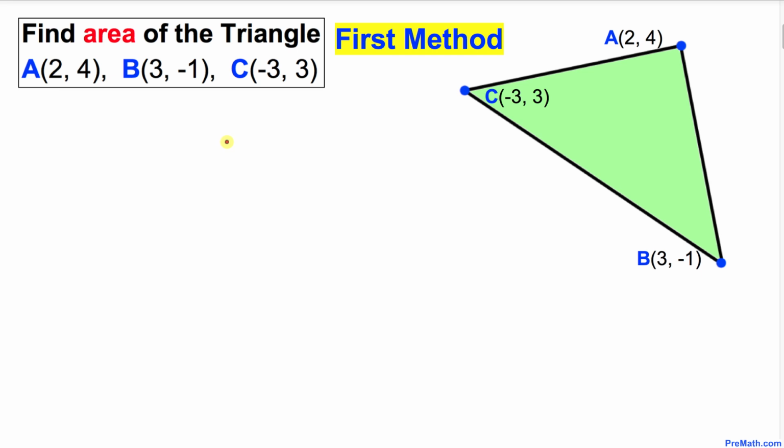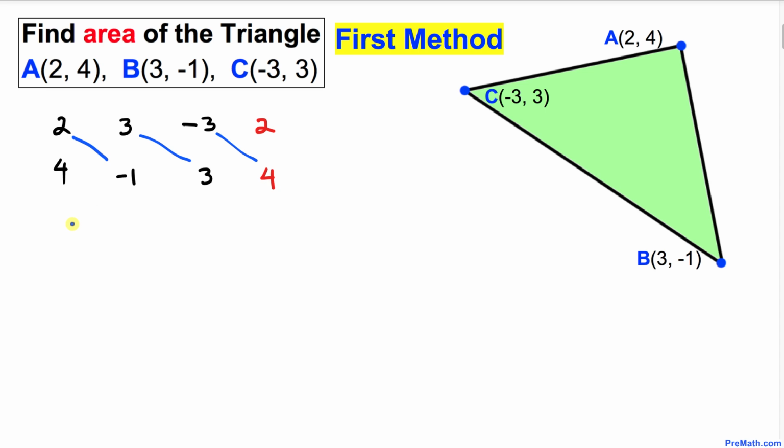And here's the very first method. So let's focus on these vertices, these ordered pairs (2, 4), (3, -1), and (-3, 3). I can write them down vertically: 2, 4; 3, -1; -3, 3. And once again, these first numbers I'm going to repeat them over here. I'm going to just copy them again, and here's our next step. Let's go ahead and cross multiply these numbers.